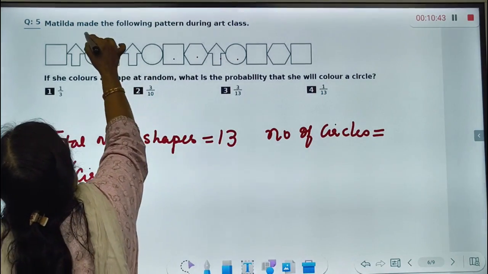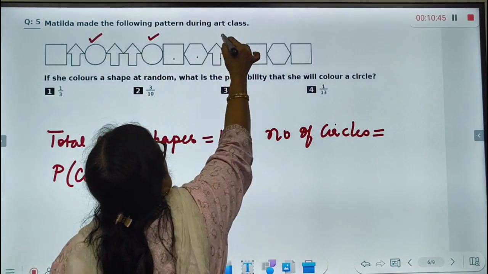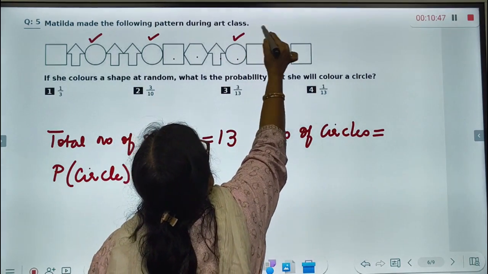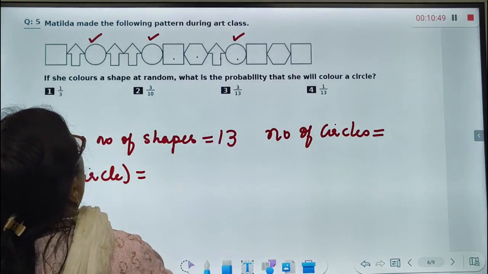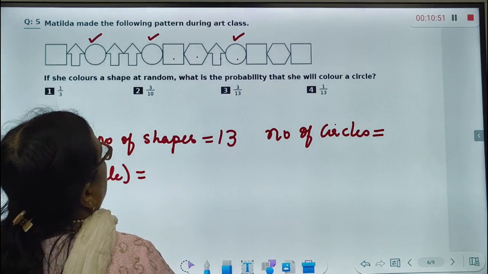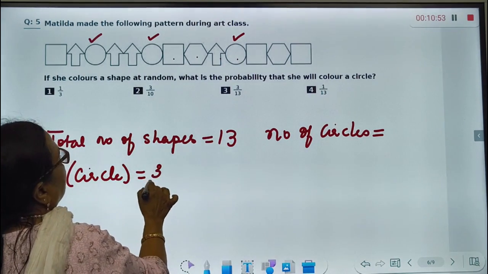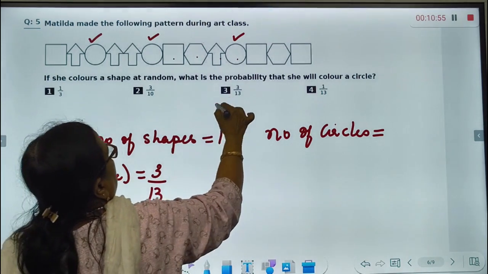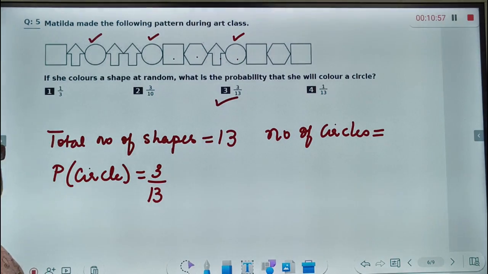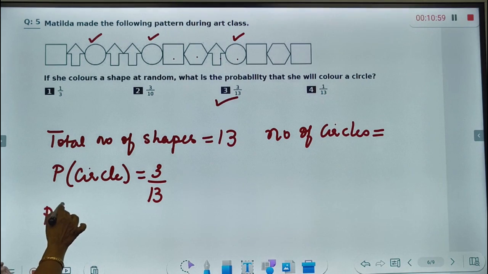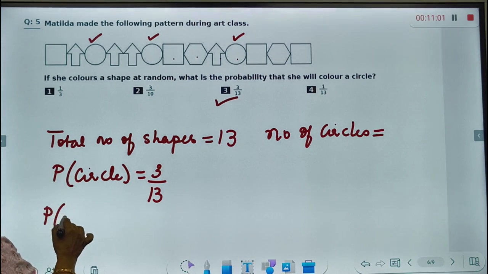Number of circles is equal to 1, 2, 3. Have I left anything? Only 3. So this is 3 out of 13. Okay. So you can even ask, what is the probability of getting, say, a square?